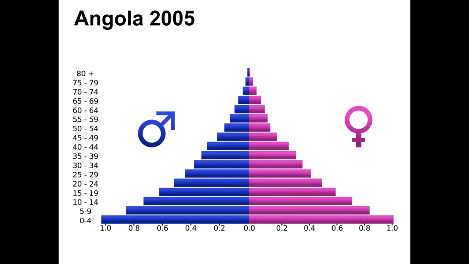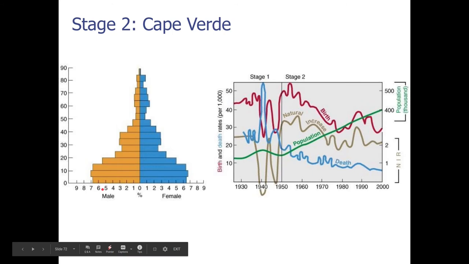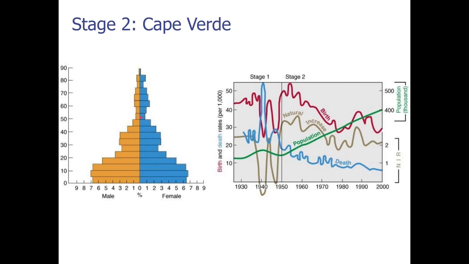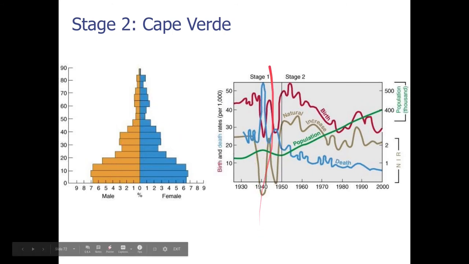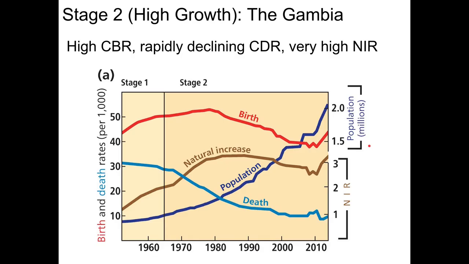Angola sure as heck has got to be a stage one country with supermassive growth. Stage two, Cape Verde, off the west coast of Africa. Yeah, like hardly anybody after 50. You can see the Great Depression, the famine as a result of the Great Depression, driving the birth rate down, driving the death rate up, driving the increase rate going negative for a while. But then from 1950 to 2000, they're just cranking along, birth rate, death rate, they're fine.